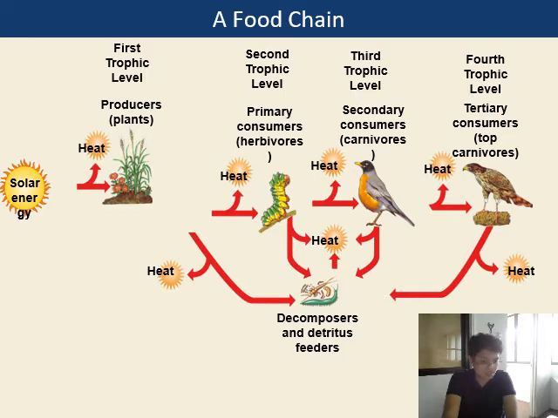And then when this top carnivore dies, its decayed remains will be decomposed by decomposers and detritus feeders. This process also releases a low type of energy, which is heat. So this is a diagram or an illustration of a food chain.